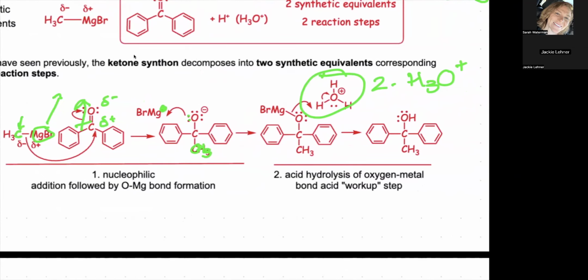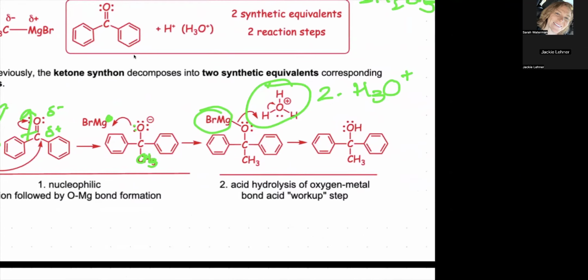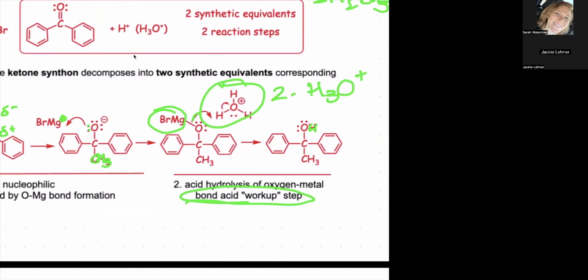So, this is a good leaving group. That's what makes this whole reaction go: because this is such a good leaving group, it'll come back off again. And so when we do our acid workup step, here it is, we're putting that hydrogen here on the oxygen, and the magnesium bromide goes away. And so that's how we end up with our final reaction.